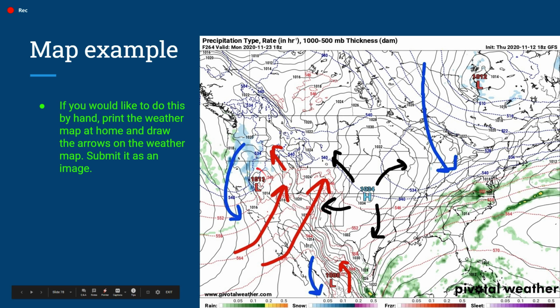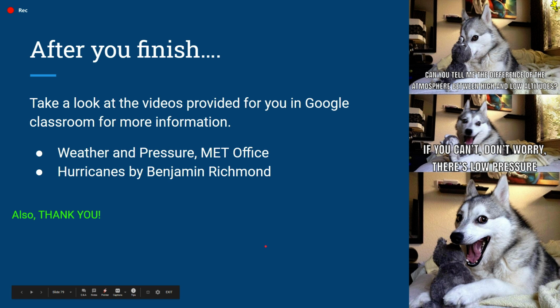And I did it for this low pressure system too. I indicated, okay, there's red for warm air. Warm air is being pulled from the Pacific Ocean and going around, and the cool air from Canada is coming down into Mexico. So if you'd like to do this by hand, you can print the weather map at home or draw the arrows on a weather map. But just try and look at the weather map and take your best shot at identifying the different wind patterns in the atmosphere, and that'll be submitted as your exit slip for this class.